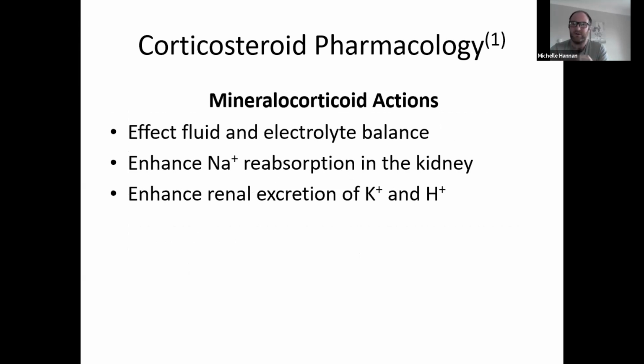In terms of the mineralocorticoid actions, they affect fluid and electrolyte balance. They play a role in the regulation of that by enhancing sodium reabsorption in the kidney, and they also enhance the renal excretion of potassium and hydrogen. So they play a key role in this very fine balance, and that can be really important in people who have issues with their renal function as well.